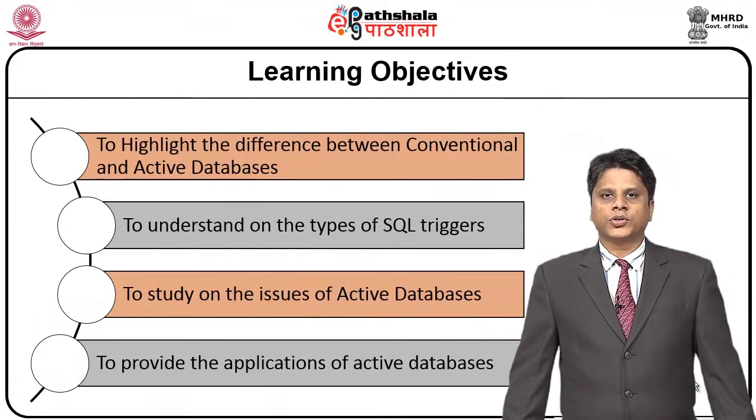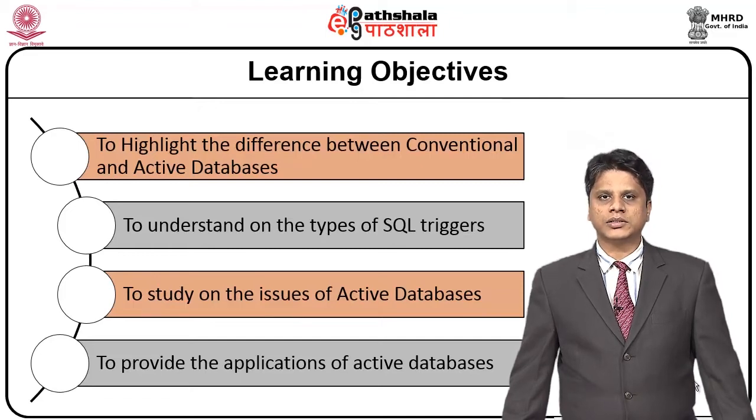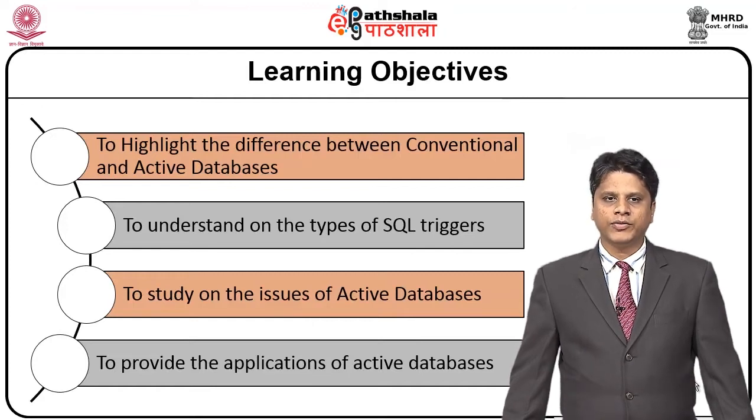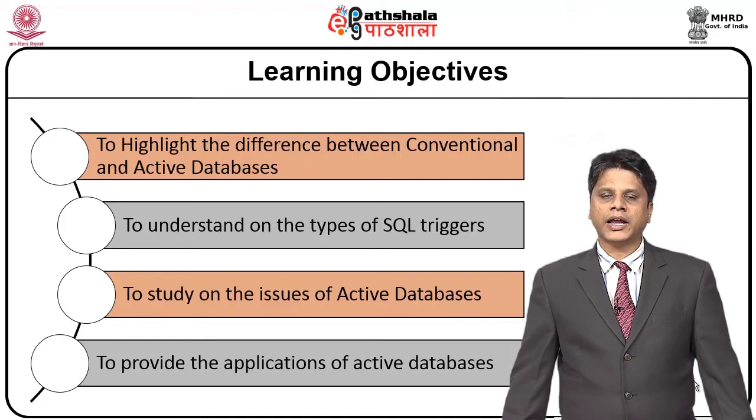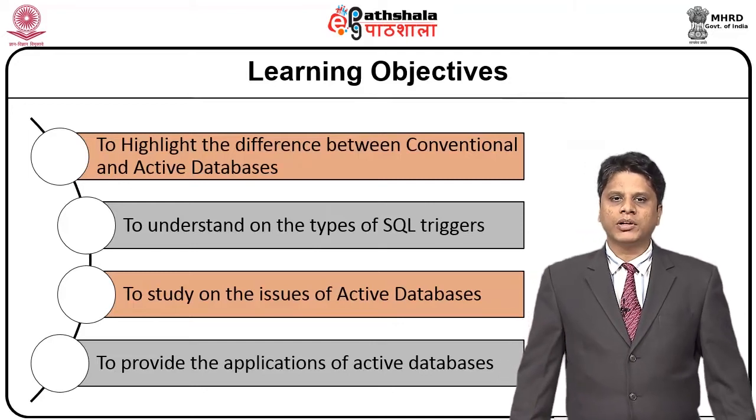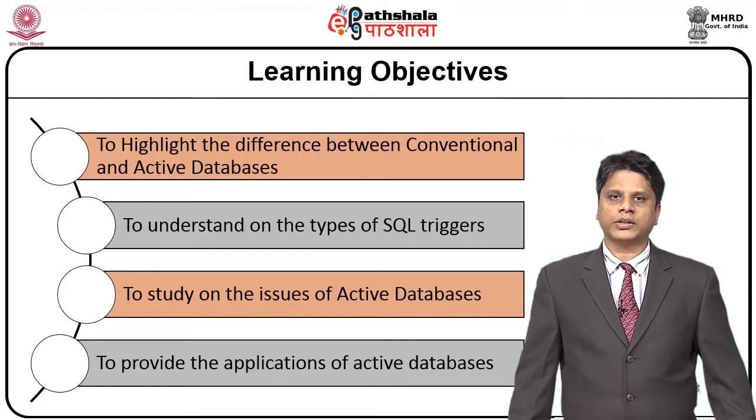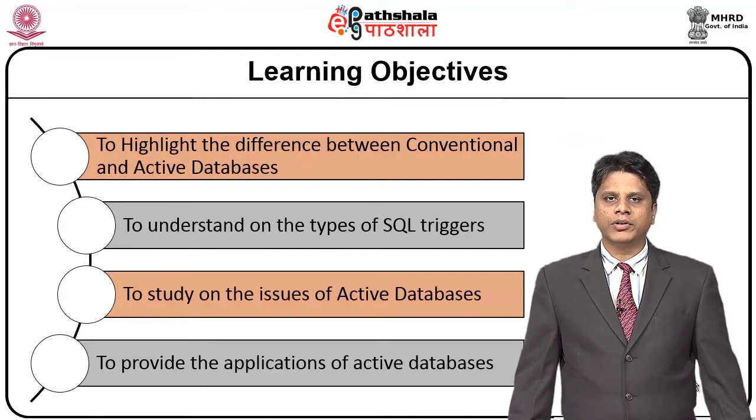Some of the learning objectives for this particular session include: we are to highlight the differences between the conventional databases, that is, what we have read as relational database management system, and the active databases. Second, we will try to understand the different types of triggers. Triggers are majorly the active databases. So, we will mainly try to understand the types of SQL triggers. Not only that, we will try to study the issues that have been put forth for the active databases. And finally, we will provide the applications of active databases.